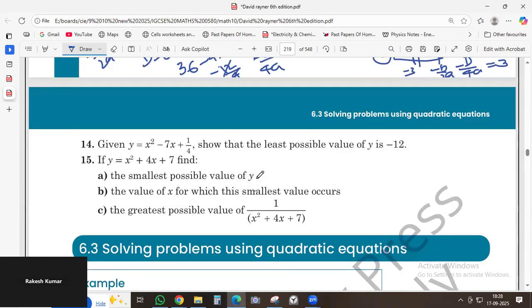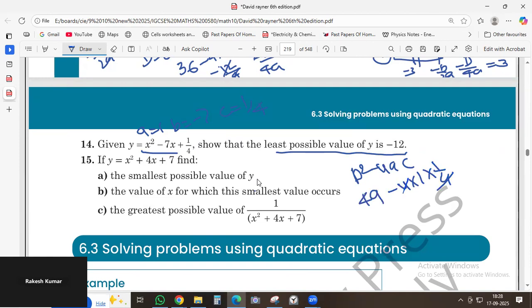Show that the least value of y is minus 12. So a is 1, b is minus 7, and c is 1 by 4. So b square minus 4ac is 49 minus 4 into 1 into 4, so that is 48. So d is this, and minus d is minus 48 and 4a is 4 into 1. So this is minus 12. So this is the least value. Again, I used minus d by 4a.